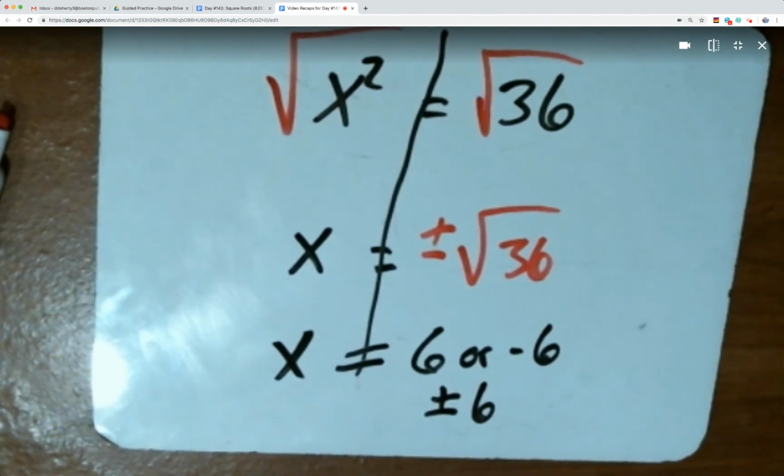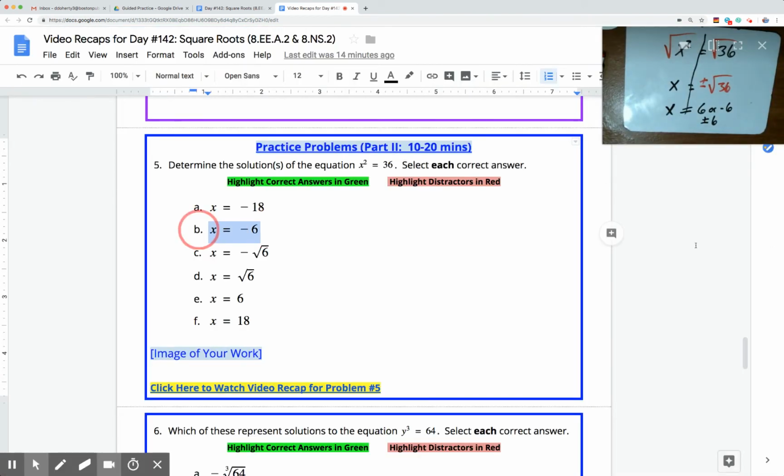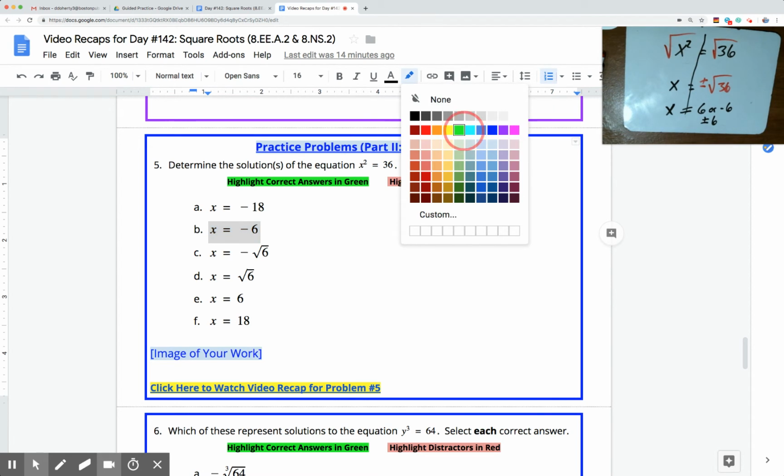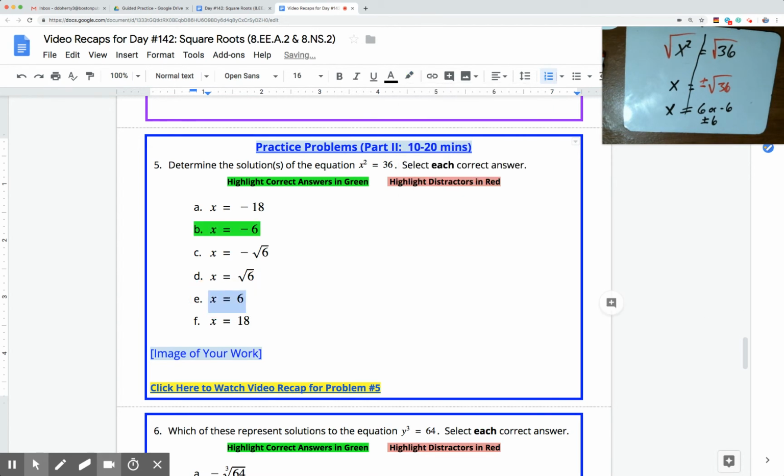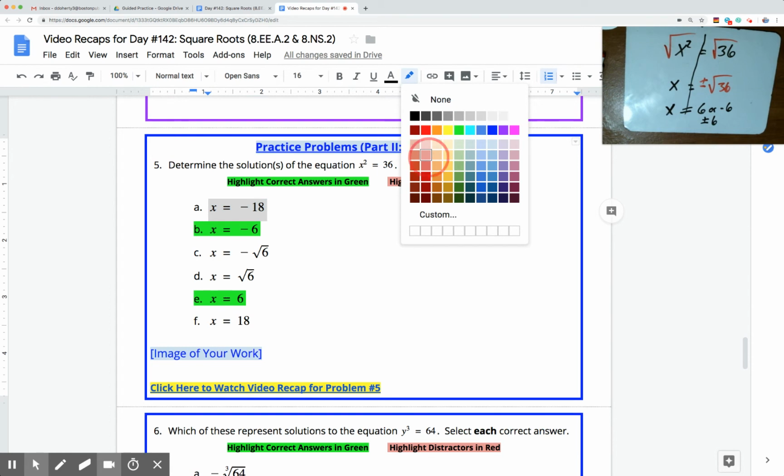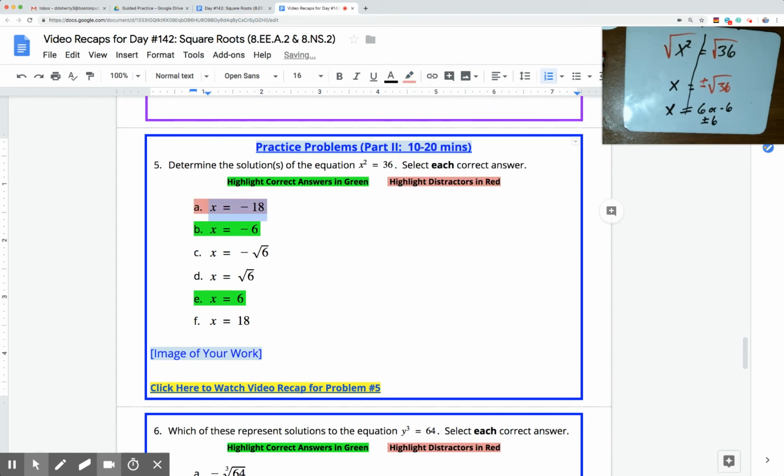That helps me see 2 of the correct answers. That helps me see that B is a correct answer. And that helps me see that E is a correct answer. You should recognize F and A are distractors. They can't possibly be correct because 18 times 18 is way too big. It's not going to make 36.